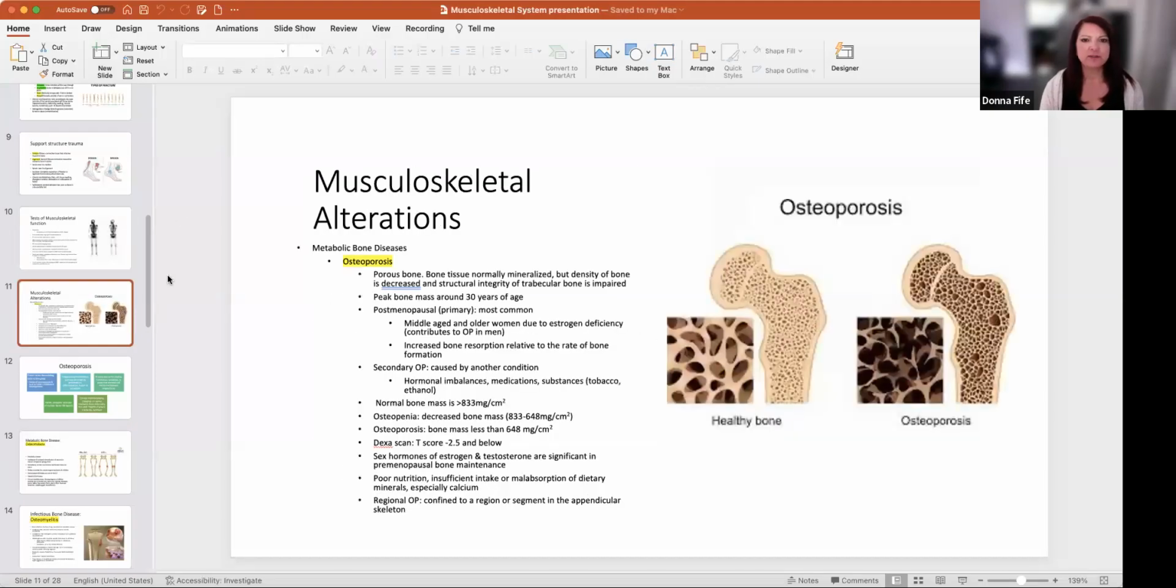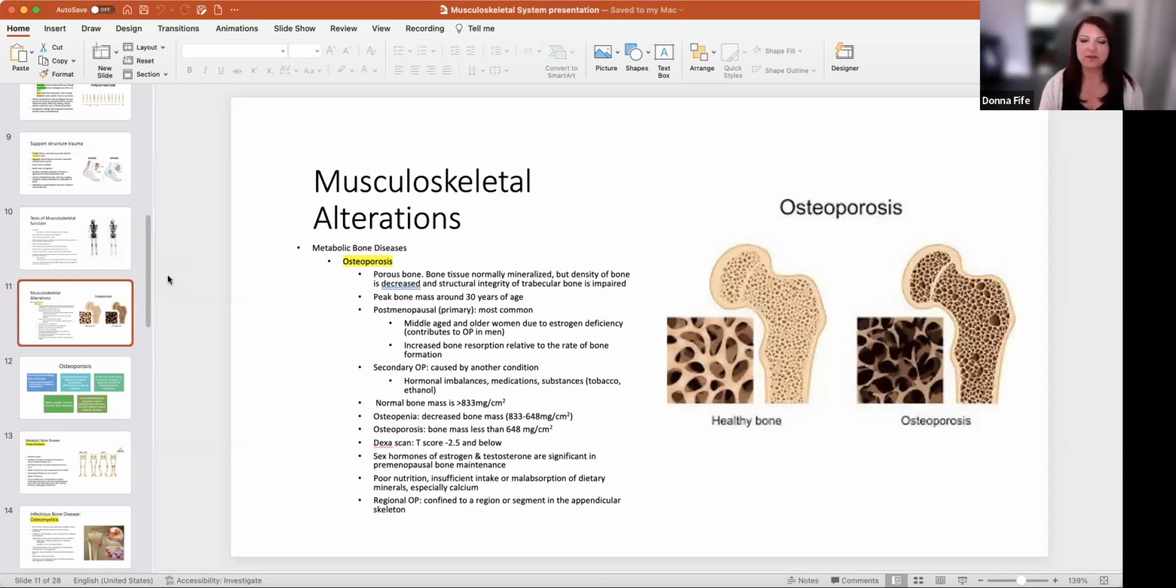Okay, let's move on to some musculoskeletal alterations. Let's look at some metabolic bone disease. We have osteoporosis. This is also referred to as porous bone. The bone tissue is normally mineralized, but the density of the bone is decreased and the structural integrity of the trabecular bone is impaired. Now we hit peak bone mass around 30 years of age, and it decreases from there.